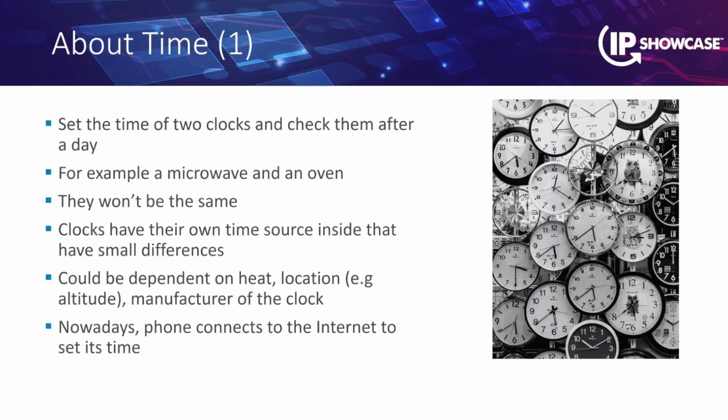And that's because the clock inside every device is slightly different. So the clock in your oven versus your microwave is dependent on, say, the heat of a device, location, because altitude affects the way the clock moves, or the manufacturer of the clock. And yes, we're used to things like our phones connecting to get their time, but one of the challenges of 2110 is making sure everyone is using the same time.